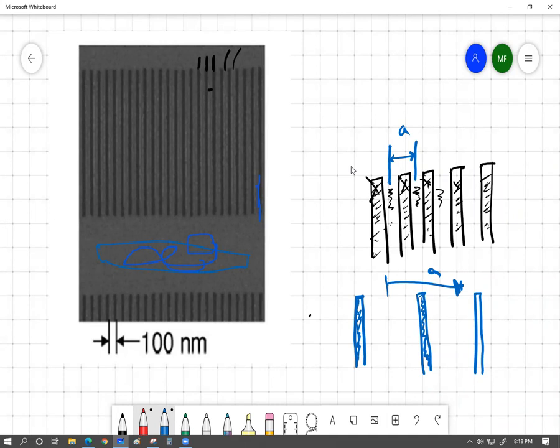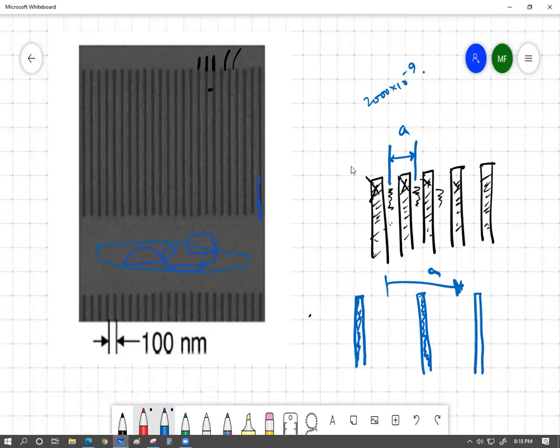They have given us a small view of a section of the whole diffraction grating. You can see over here it says 100 nanometers. So if you have like 20 of those, this is 2000 nanometers. 2000 nanometers means very small, like 2000 times 10 to the power minus 9.